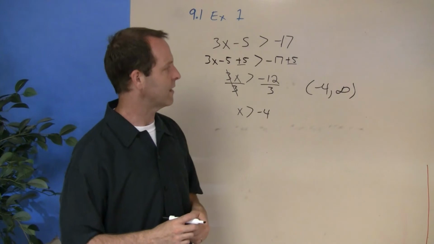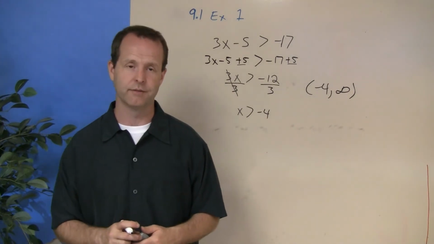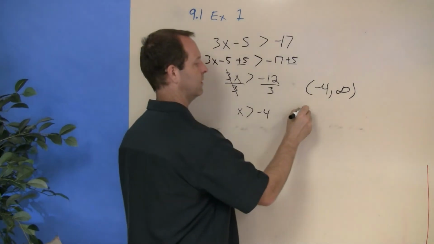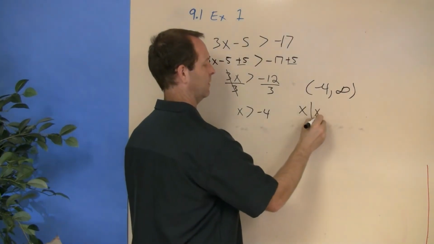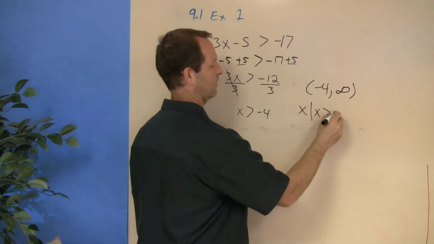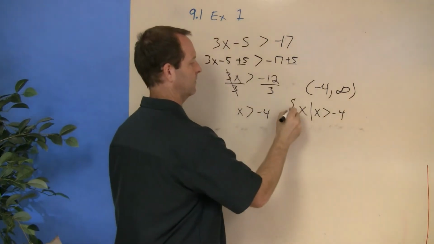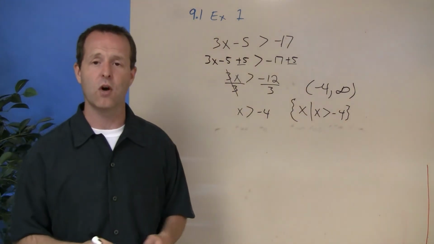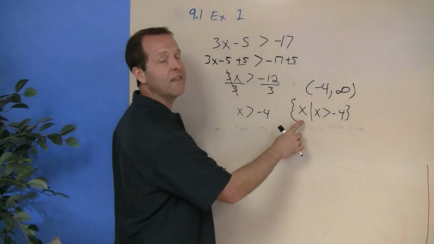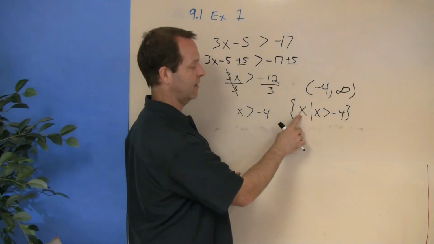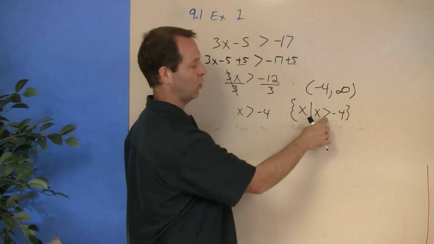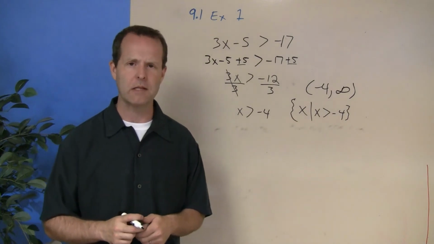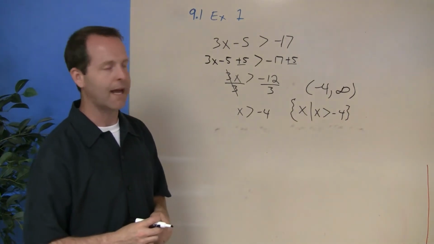Another way to write the solution is through set builder notation. Set builder is saying, give me a rule and I can find out what all the solutions are. How I read this is, all x such that x is greater than negative 4. That's also a way to describe the solution, and that's called set builder.